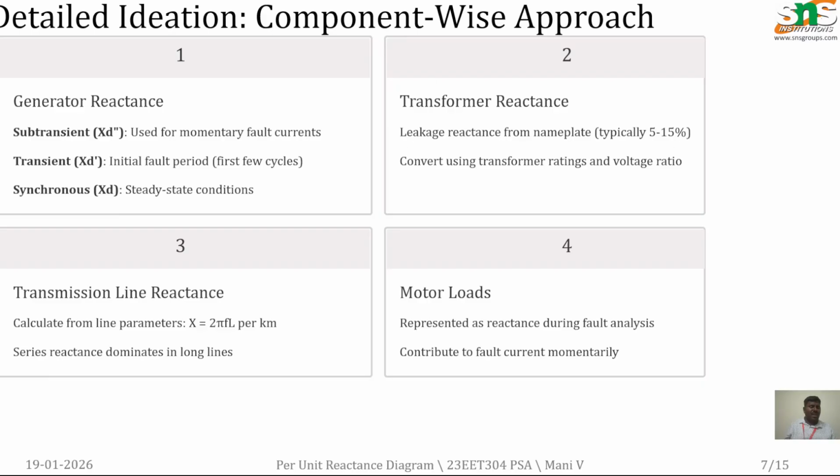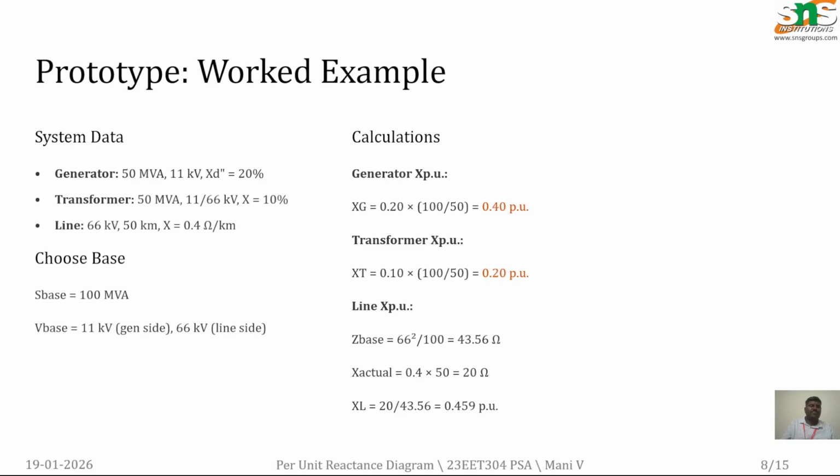For the transmission line reactance, for the calculation of line parameters, the inductive reactance XL is equal to 2 pi FL. It can be calculated per kilometer. Here the series reactance dominates in a long line compared to the resistance. And the motor load is represented as reactive power during the fault analysis, and it contributes to fault current momentarily. So these are the steps for calculation of reactance in the generator, transformer, transmission line, motor, etc.